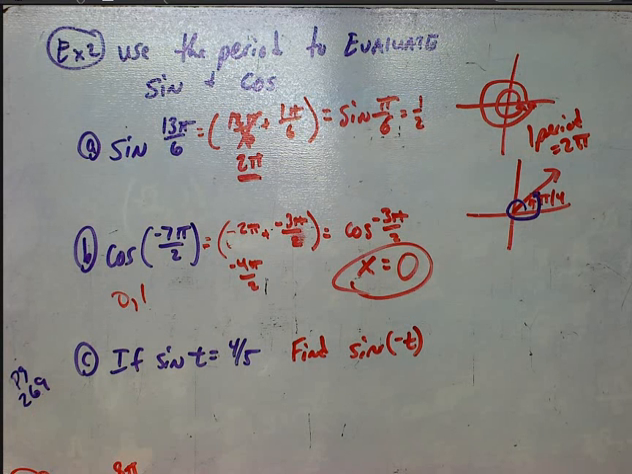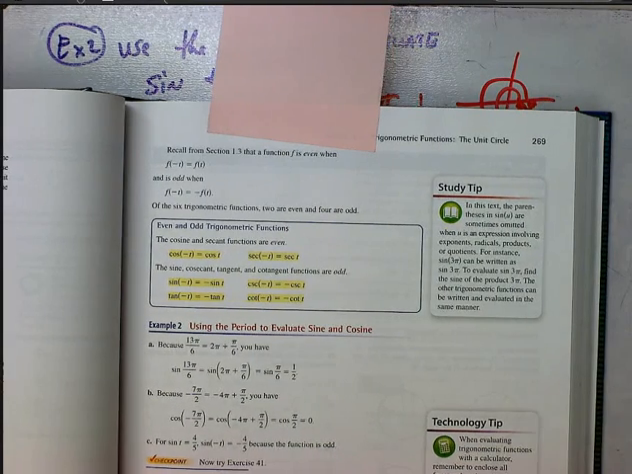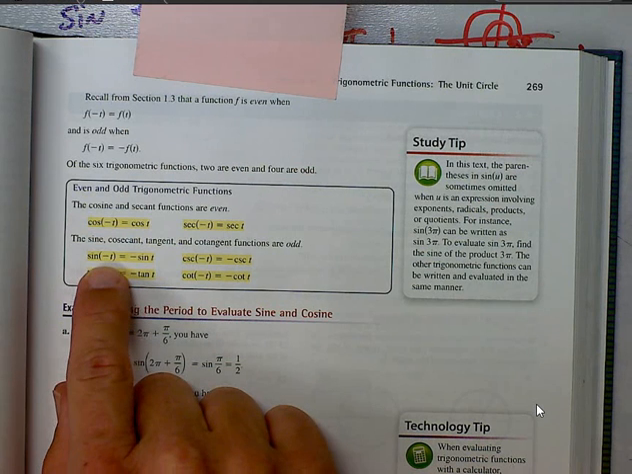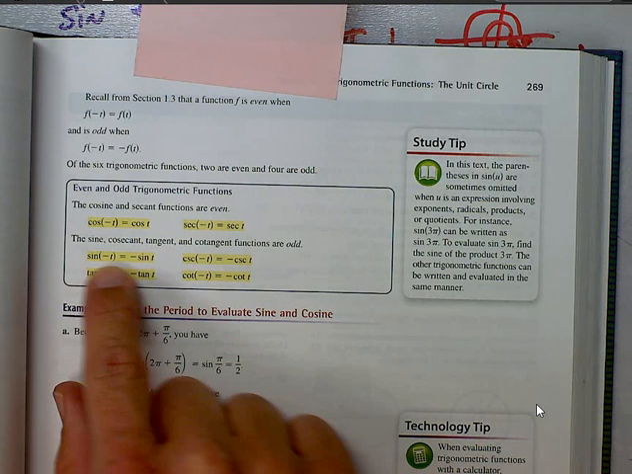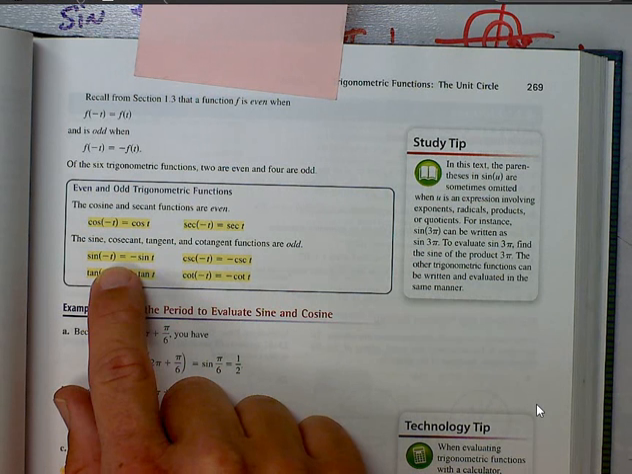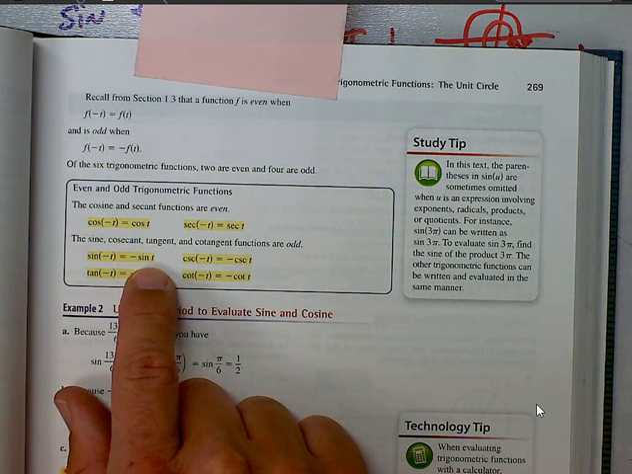Now here for C, when you look at page 269, it wants us to find the sine of t. It says the sine of t is equal to 4/5. What's the sine of negative t? Well, if we look at this chart here on page 269, what this tells us is that the sine of negative t is going to be equal to the negative sine of t. So it's going to look like this.